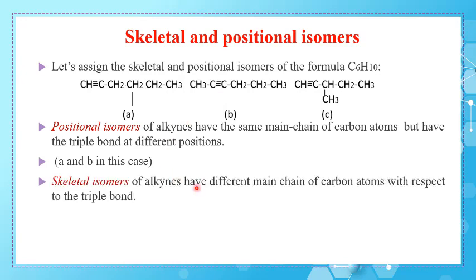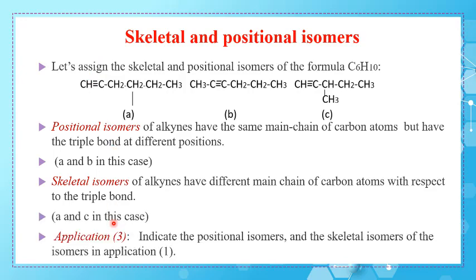Skeletal isomers of alkynes have different main chains of carbon atoms with respect to the triple bond. Let's see here A and C. A and C have different main chains of carbon atoms, but the 2 isomers respect the position of the triple bond. The 2 have the triple bond on the first carbon atom. So A and C are skeletal isomers. Application 2: indicate the positional isomers and the skeletal isomers of the isomers in application 1.